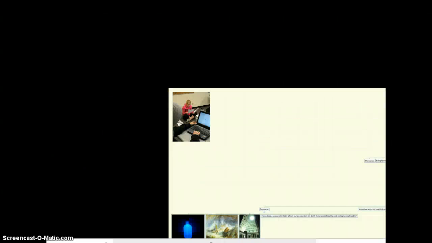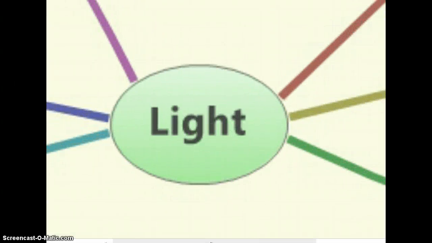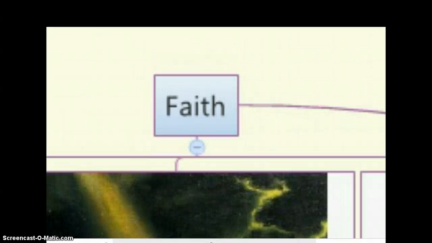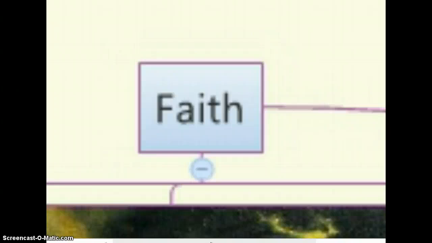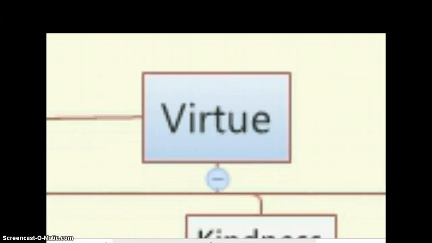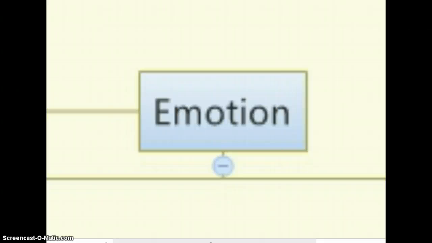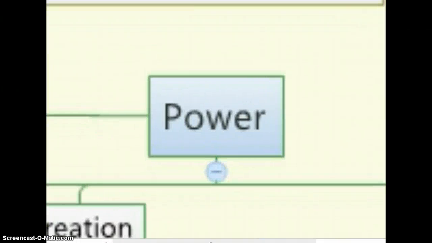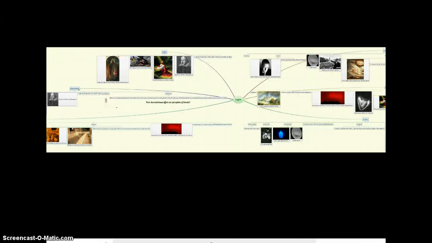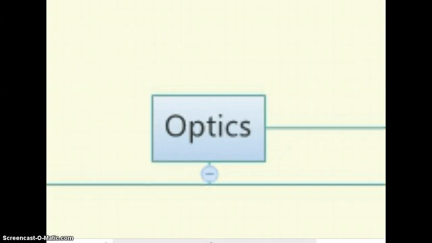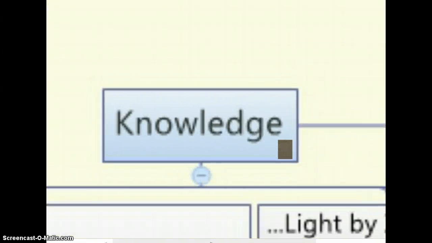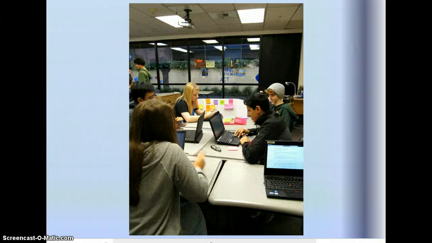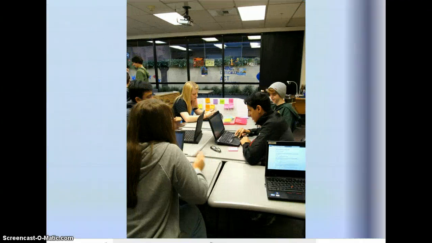Once we had finished all of this, we put it into a topic map, which you can see us making right here. This topic map started with our original topic, and we sorted it into smaller subtopics: Faith, Virtue, Emotion, Power, optics, knowledge, and once we had done that, we wrote theses about these.